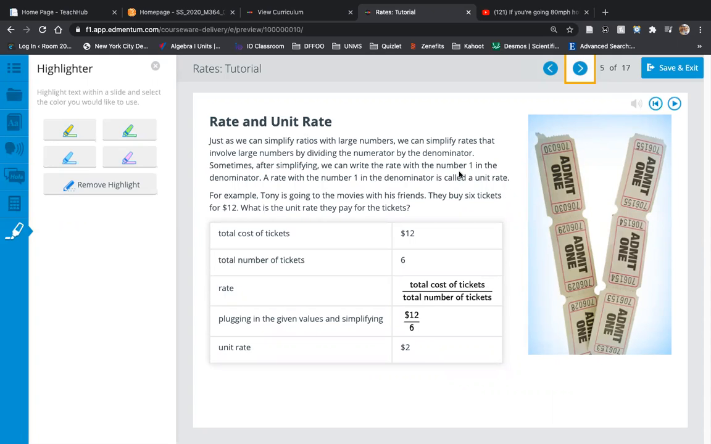So now we're talking about rates and unit rates, right? So remember, it told us that to find the rate, we're going to set up a ratio where we have the total cost of tickets divided by the total number of tickets that were purchased. So let's look at this example here. This is saying, what if somebody bought 6 tickets and they spent $12 for that?